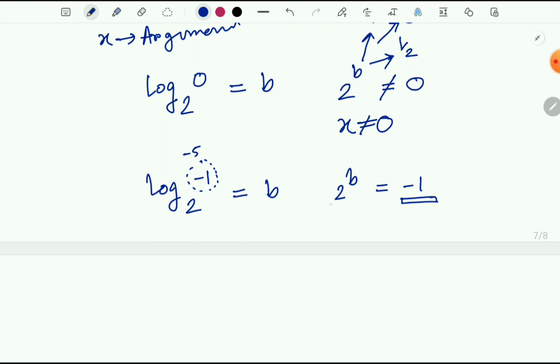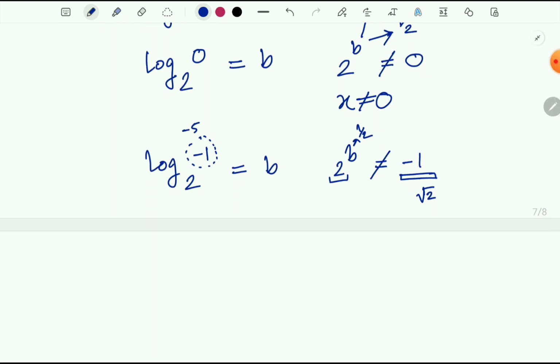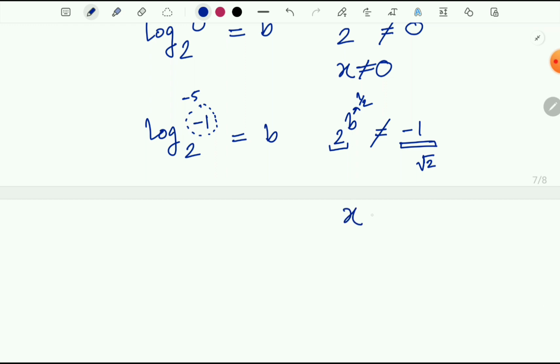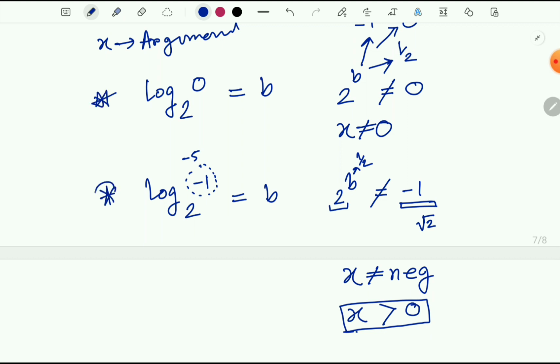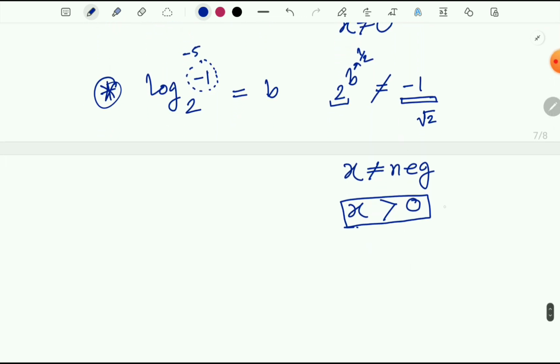So we can see the base 2 is a positive number. It doesn't have any negative sign before it, so a positive base with any power will never give us a negative number. If b is a fraction, let's say half, it will give us root 2. If it is a negative number, it will give us fractions, but we will never get negative 1. Therefore this expression is also not possible, which we can write this way: x cannot be negative. Or we can write x is always greater than 0. So this is the combined expression of these two different situations. Okay, so this is very important.